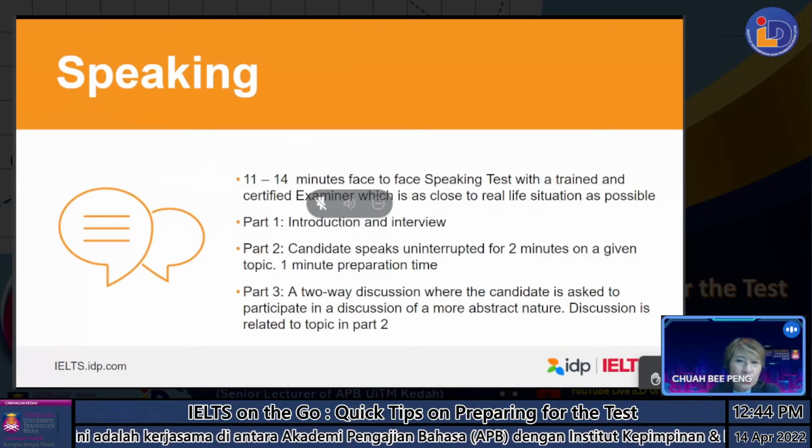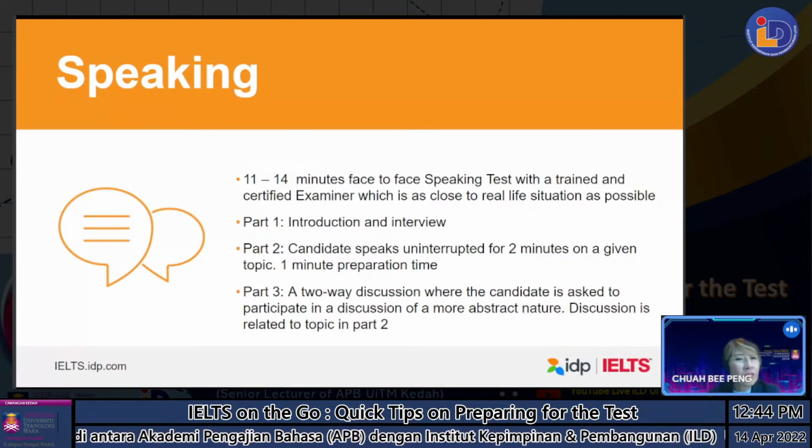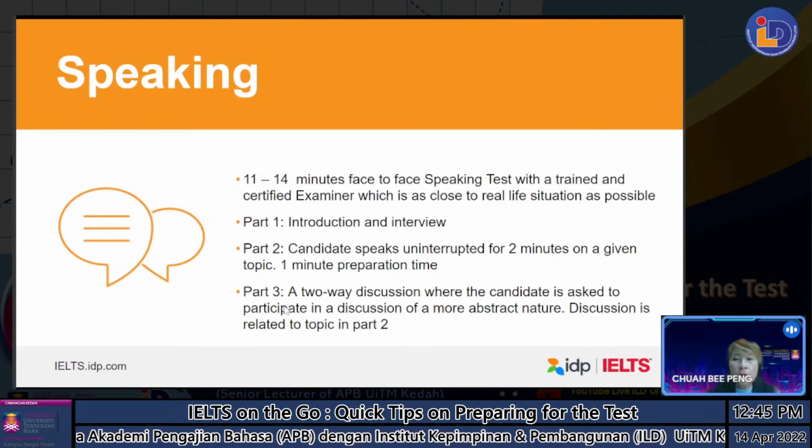During that 2 minutes, the examiner will just be looking at you and smiling. The examiner will never interrupt. Okay. And after that is a two-way discussion where the candidate is asked to participate in a discussion of a more abstract nature, but the topic is usually related to whatever topic that you get in part 2. Let's say in part 2, you get a topic about sports. Then part 3 will also be about sports, but in a more abstract manner. Got it?